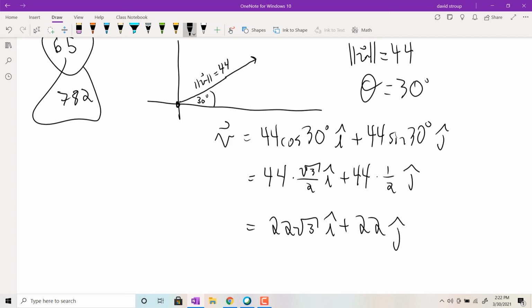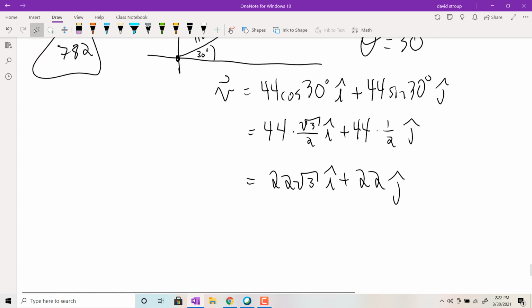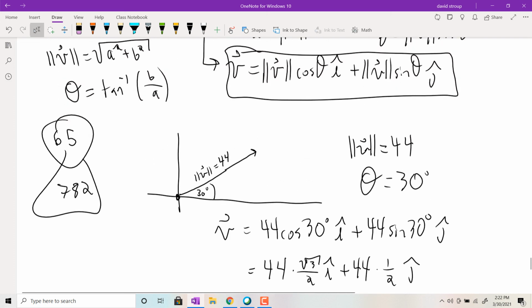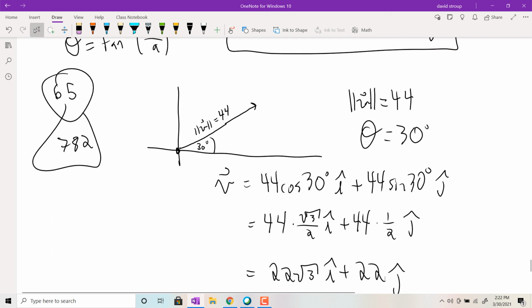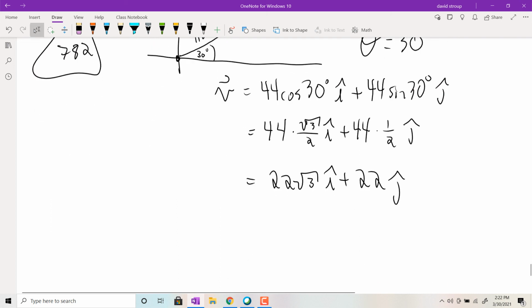From this number, you can't do very much with it. It's probably better to have it in the other format, right? Because you could see the angle, you could see the velocity. Okay, let's look at this last example, and this will be your video quiz as well.